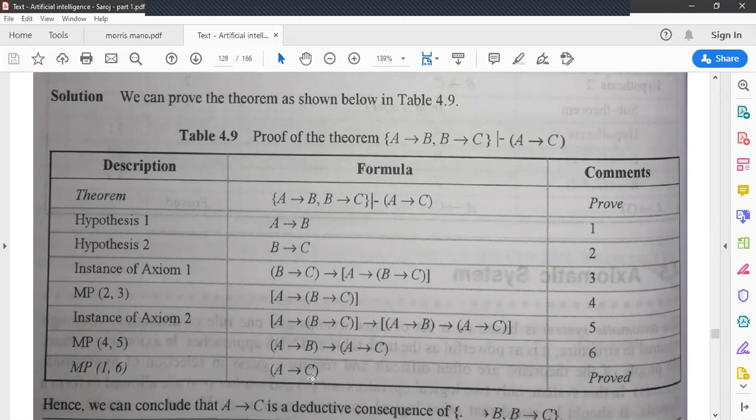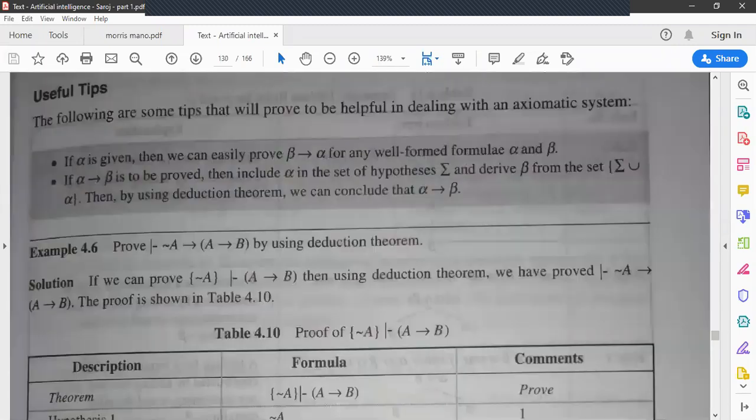And what was our goal? Our goal was to deduce A implies C from this formula. And we could successfully do it by using these axioms and modus ponens rule. So here it requires a lot of creativity and a lot of knowledge about which axiom to apply at which level. So this is about the axiomatic system.